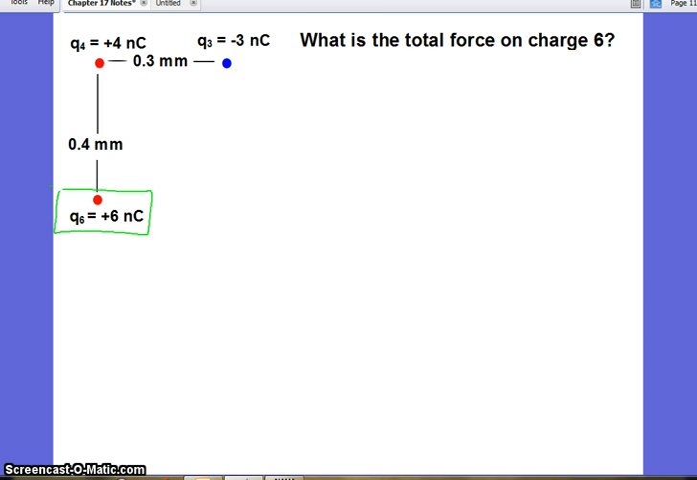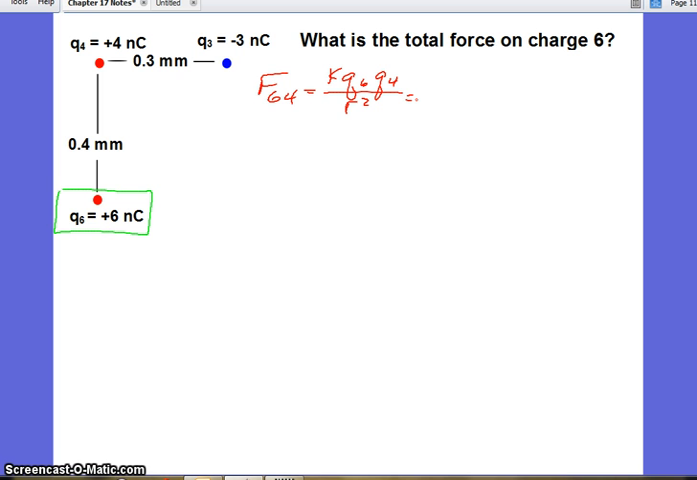So what we'll do is we'll find out how much charge 4 exerts a force on that and how much charge 3 exerts a force on that, and add them together to get a total. So let's first start by finding out how much of a force there is on charge 6 because of charge 4. So again, our notation is the force on charge 6 because of charge 4. And so that is K Q6 Q4 over R squared.